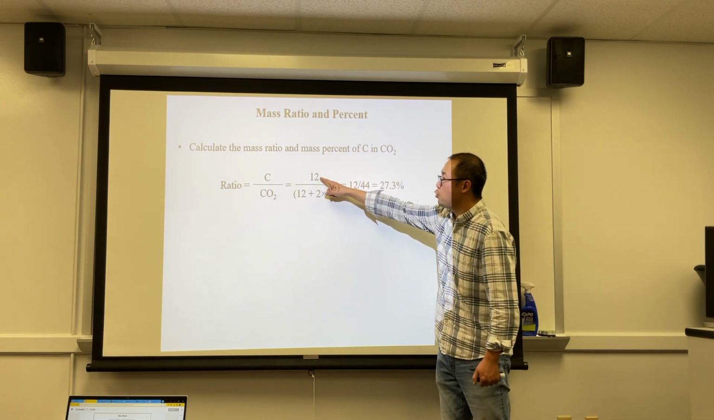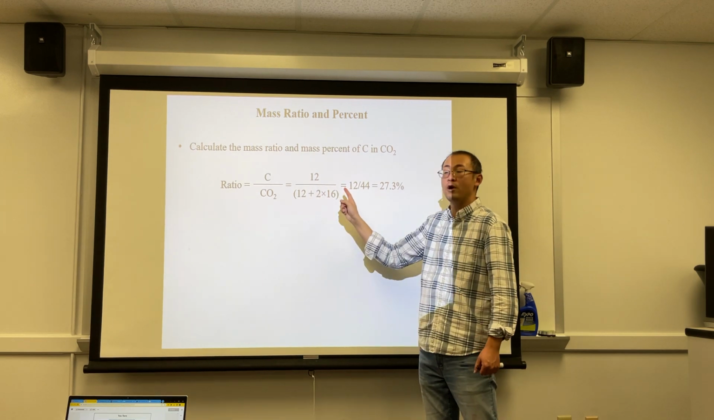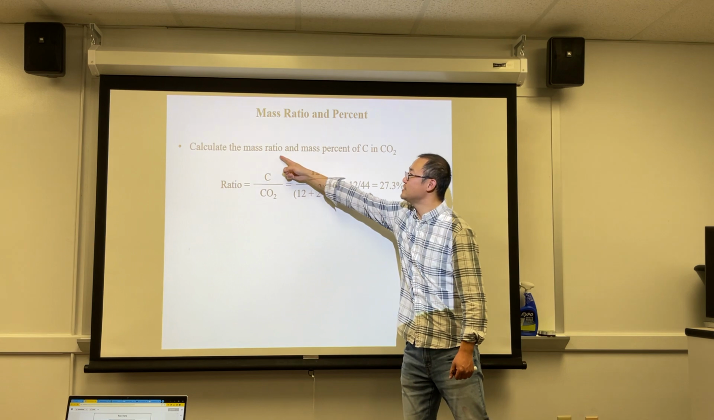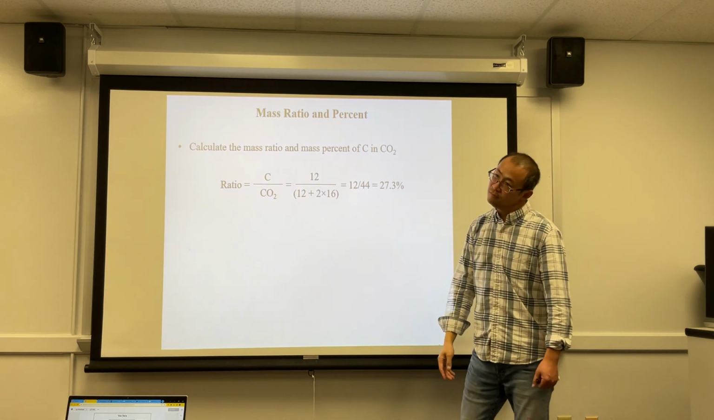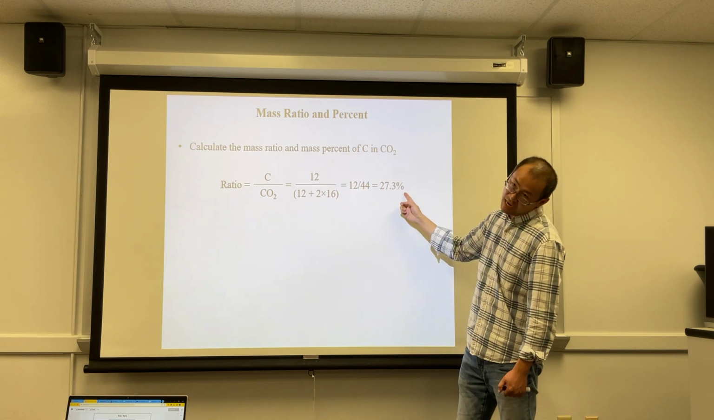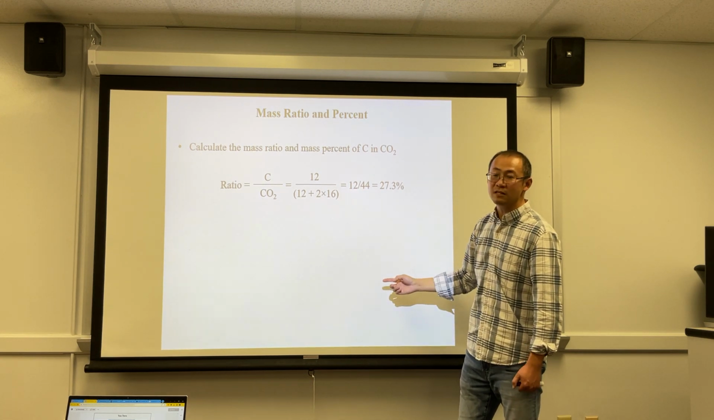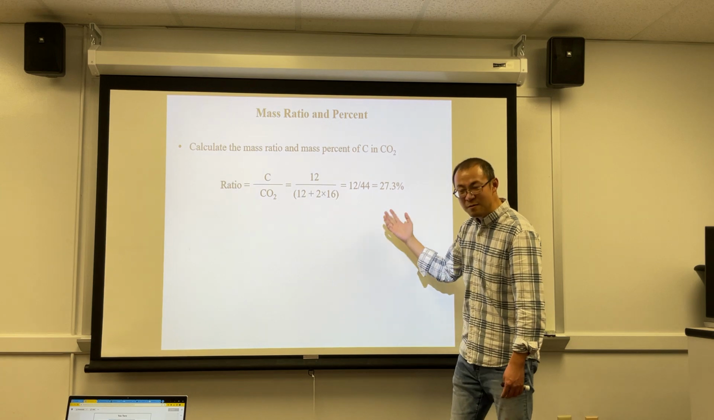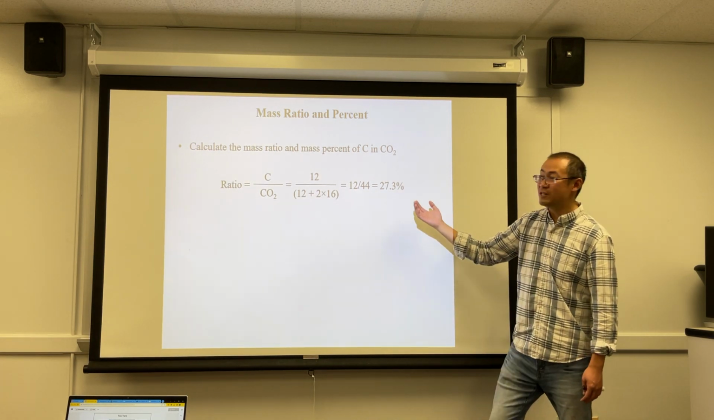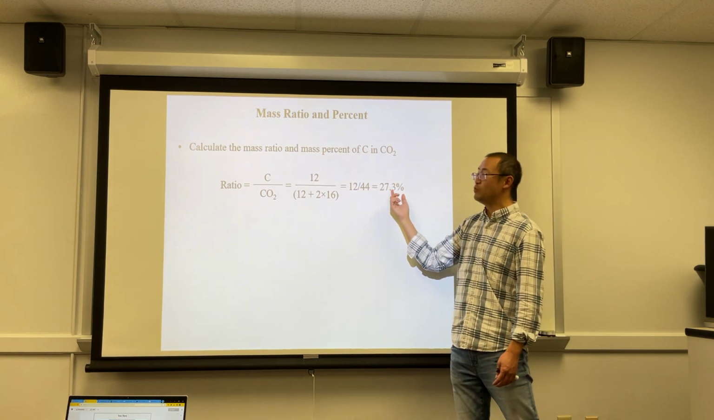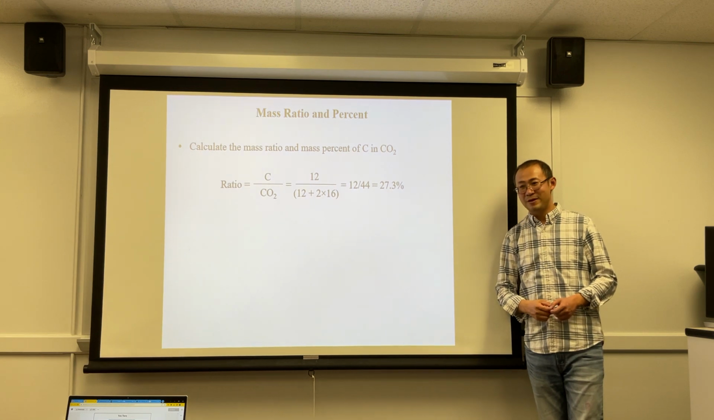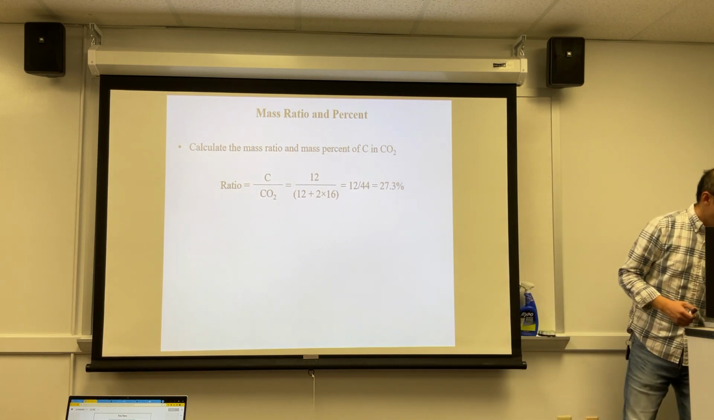So if I use 12 divided by the total 44, this number, we call the mass ratio. If you use a calculator to divide and get a percentage of 27%, then we call this mass percentage. They're the same thing. The only difference is this is in fraction, this is in percentage. Make sense? Okay, this is a lot easier.